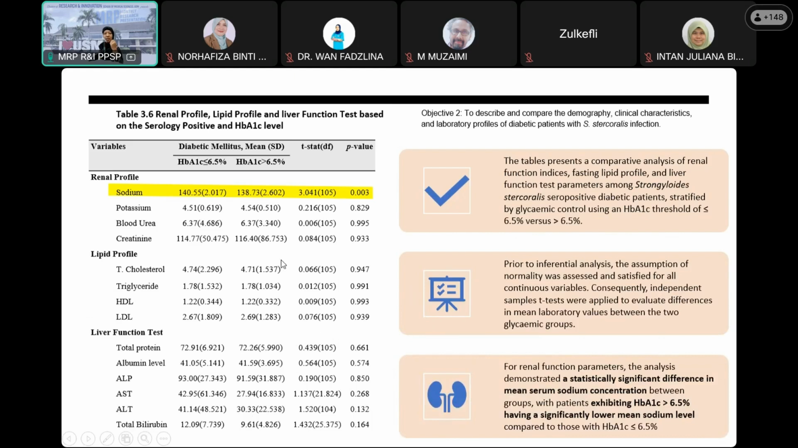Okay, this table, if you notice, we compare among the seropositive patients only, between HbA1c less than 6.5 and more than 6.5. Again, only serum sodium is found to be significant between HbA1c less than 6.5 and HbA1c more than 6.5. But for other parameters, lipid profile, liver function test, the difference is not statistically significant.